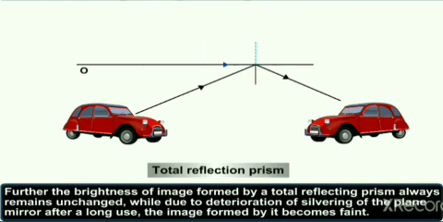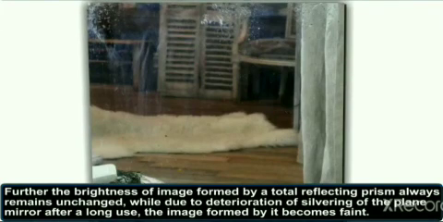Further, the brightness of the image formed by a total reflecting prism always remains unchanged, while due to deterioration of silvering of the plane mirror after a long use, the image formed by it becomes faint.